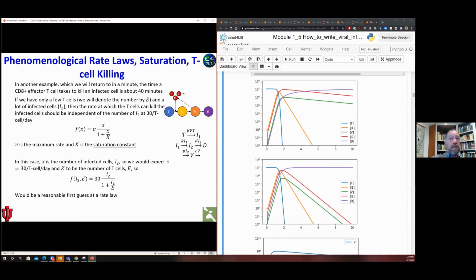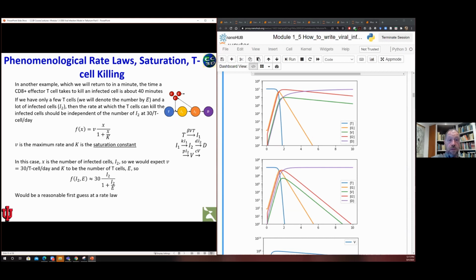And if we think about that here, Vmax is 30. That's the most one T cell can kill per day. I2 is the number of infected cells to be killed. And the saturation constant is E. And so we would expect then that the killing rate for I2 cells, if each immune cell takes 40 minutes to kill its target, would look like 30 times I2 divided by 1 plus I2 over E. That would be a reasonable guess at the rate law.